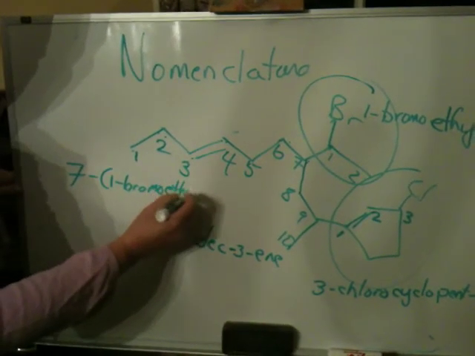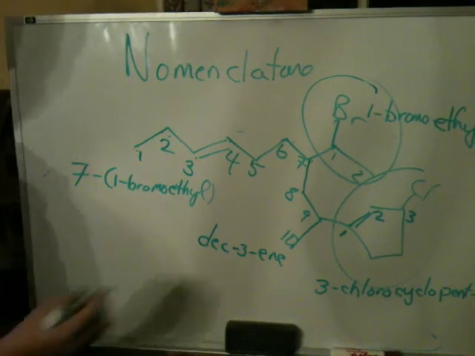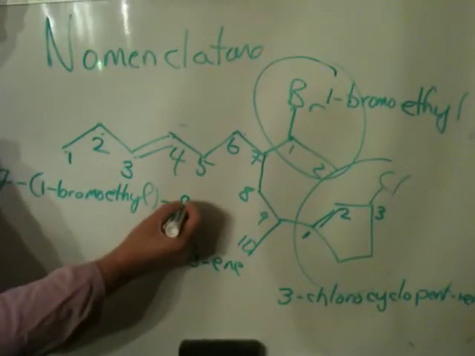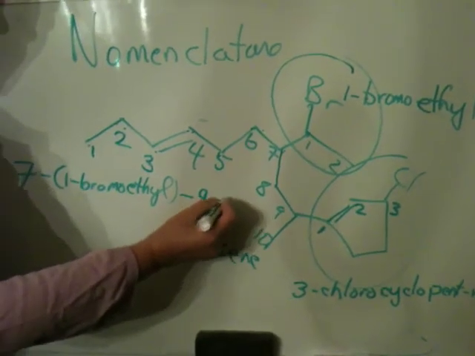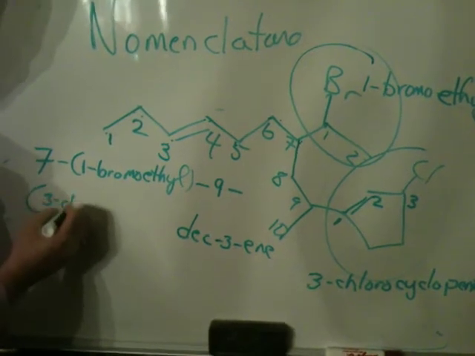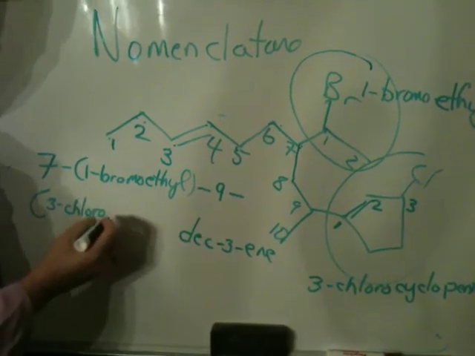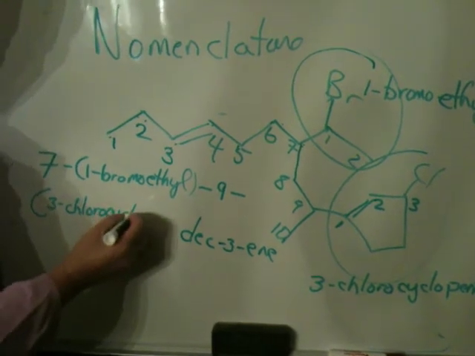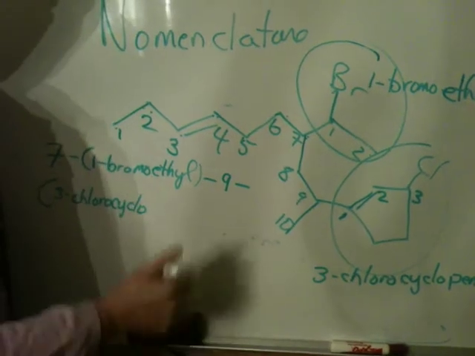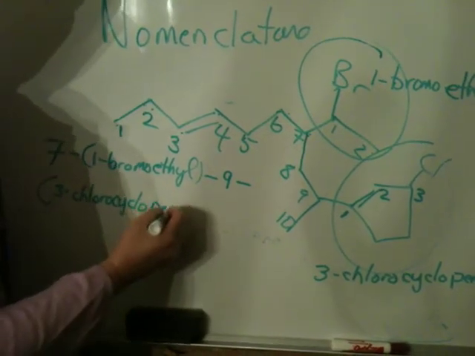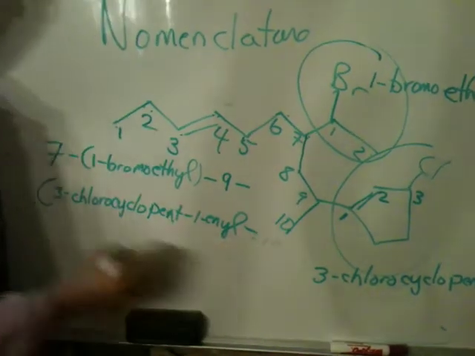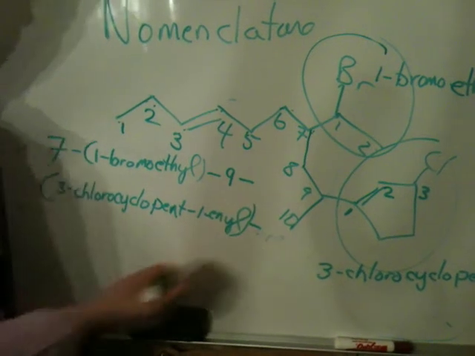ethyl)-. Okay, where's the next group? At number 9: 9-(3-chlorocyclopent-1-enol)-. I'm running out of room, so I'm going to another line here. This is in parentheses.